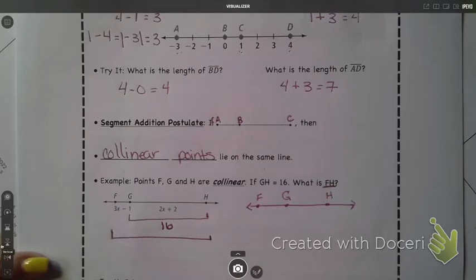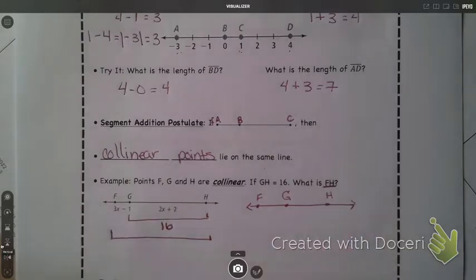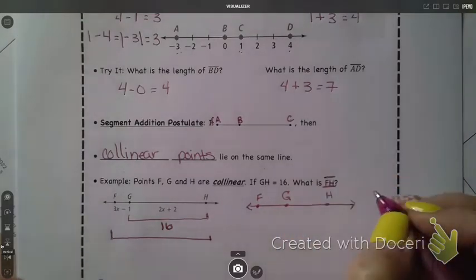Okay? Now, I am going to tell you right now, they wrote, these are their words, FH is wrong. Why is FH wrong? Because it's missing the line over it. So should you put it over it? Yes.